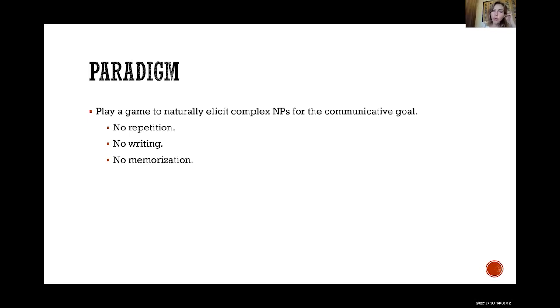It was really important to us to use a paradigm that ensures that children really understood the purpose of the structures they are using, instead of just trying to imitate a structure that they were told they have to use. So they play a game. It's a referential communication game that I'm going to show you in a second, and they produce sentences with complex NPs at the service of a communicative goal. There's no repetition of someone else's utterance, there's no writing, and there's no memorization.